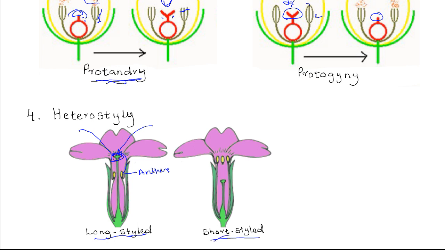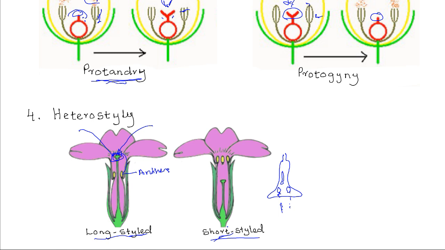In the short-styled flower, the anthers are above the stigma, and this of course will promote self-pollination. But in most cases, such type of flowers tend to hang upside down like this, so that with the anthers at this point and the stigma low, when these anthers release their pollen grains, the pollen grains tend to fall off.